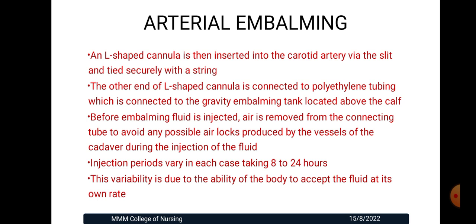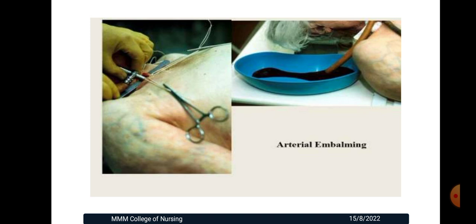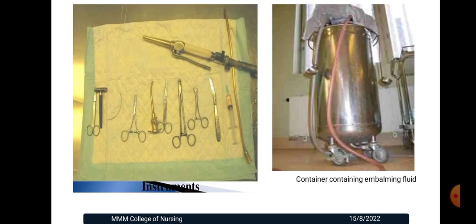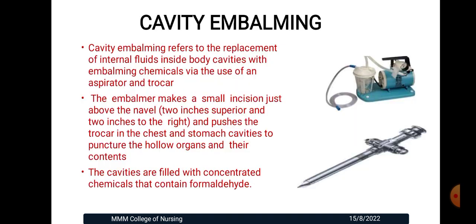Before embalming fluid is injected, air is removed from the connecting tube to avoid any possible airlocks produced by the vessels of the cadaver during the injection of the fluid. Injection periods vary in each case, taking 8 to 24 hours. This variability is due to the ability of the body to accept the fluid at its own rate. This is arterial embalming: instruments and containers containing the embalming fluids.